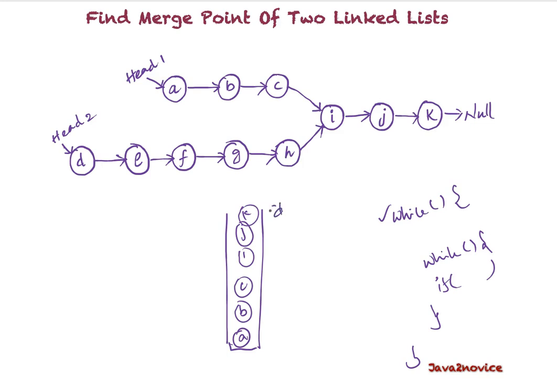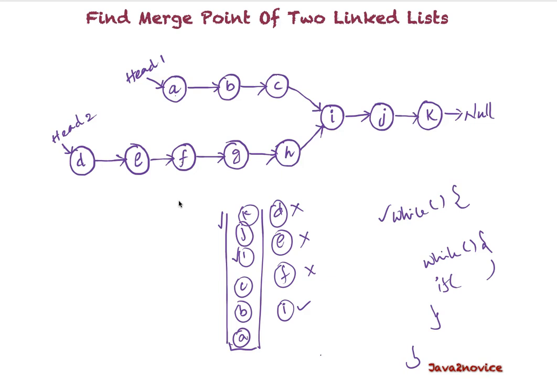Now first we will take node D. Is it part of this set? No. Then we'll go to the next node E. Is it part of this set? No. We'll go to the next node, which is F. Is it part of the set? No. And we'll continue. At one point of time, node I, we will find in the set, so we'll confirm that node I is the merge point we are looking for. This approach is also good, but one of the disadvantages is that it requires additional storage. We need to have a set and store all the nodes into the set.